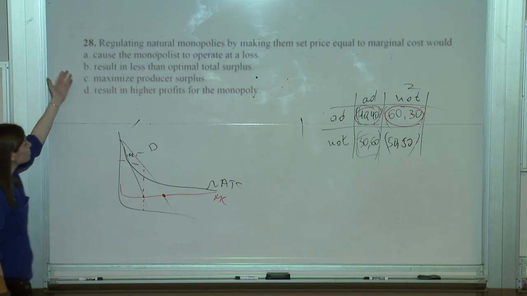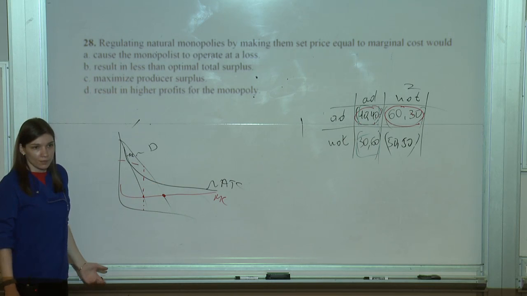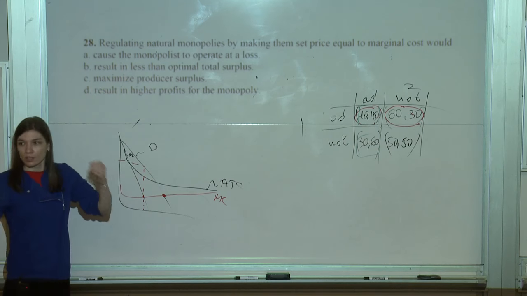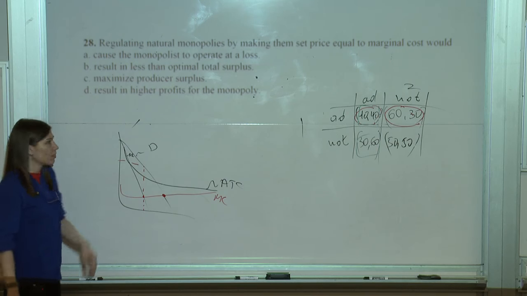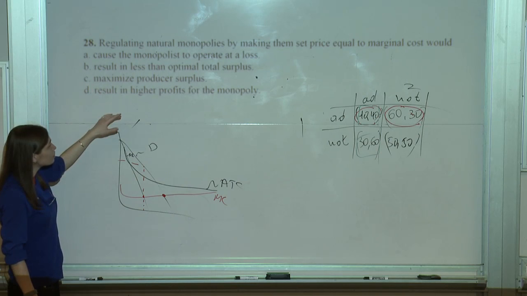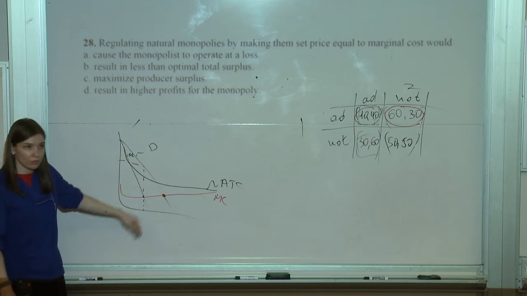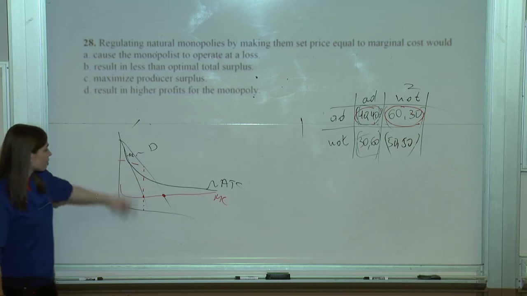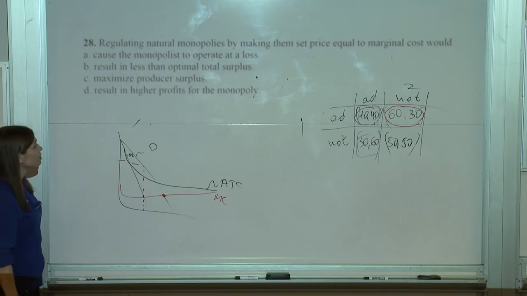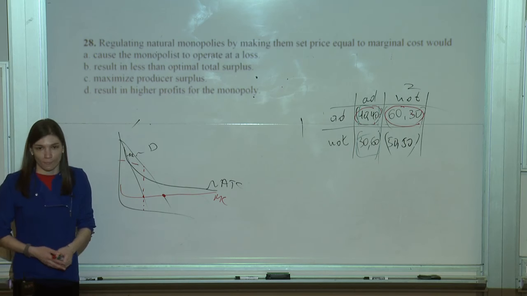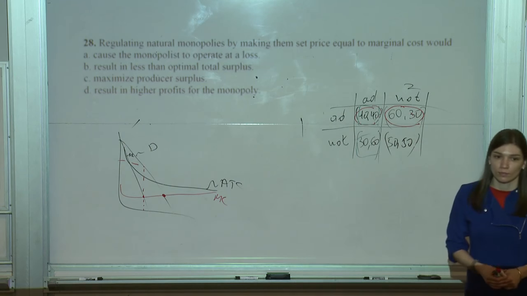Simple as that. The other ones are not true. Would it result in less than optimal total surplus? Price equals marginal cost is the optimal total surplus, right? That's what perfect competition does. Would it maximize producer surplus? We know it's maximized when they're not regulated, when marginal revenue equals marginal cost, not where the price equals marginal cost. Would it result in higher profits for the monopoly? Well, obviously not.